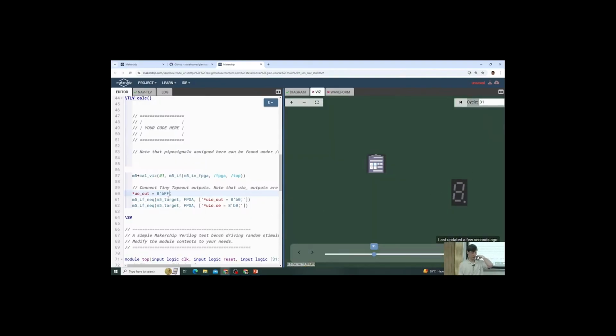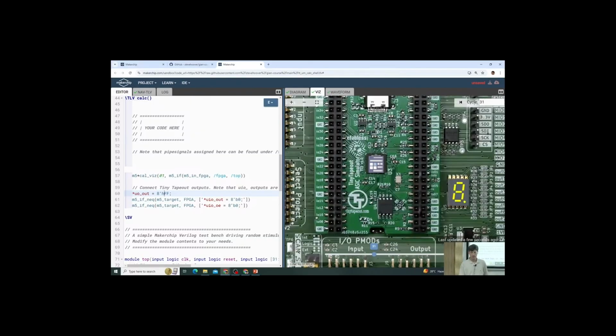We'll see the design is broken. That's not a binary value. Let's try hex. So all the segments are lit up. So that's our output, 8 output signals.